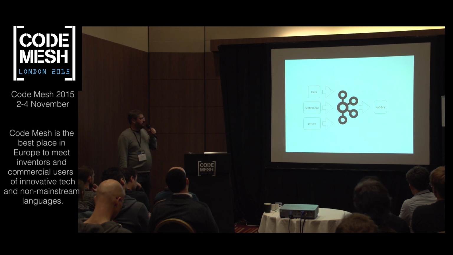And again, we could produce another stream, which is our liability. So if we take different streams of data, our bet stream, our settlement stream, and our prices, then we can produce liability.